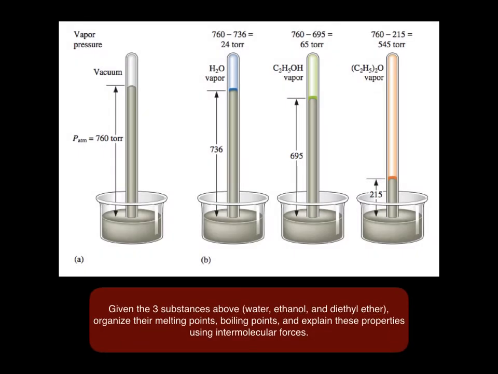The vapor pressure is another way, like boiling points, to compare the strengths of intermolecular attractions. However, vapor pressure is inversely related to intermolecular force strength. Thus, diethyl ether shown here, generating the highest vapor pressure, has the lowest intermolecular force strength of the set.